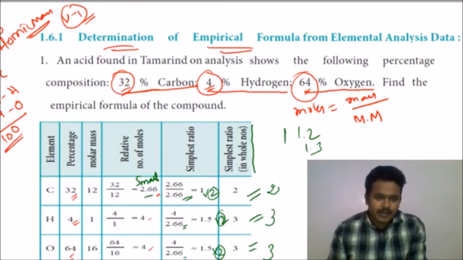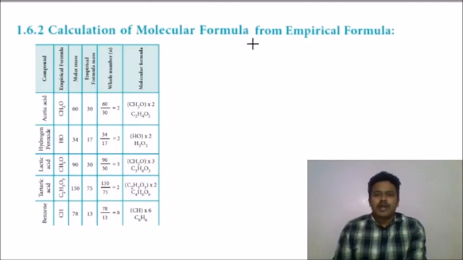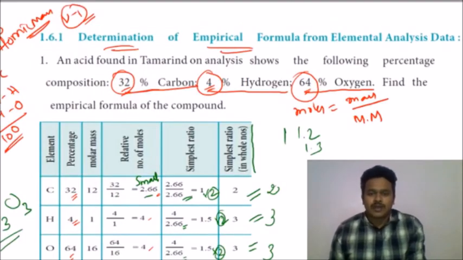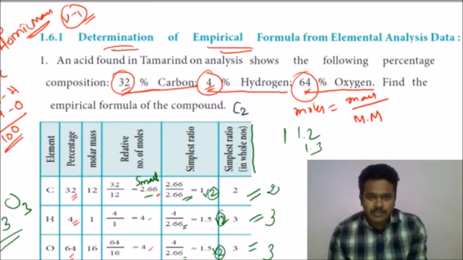Carbon, hydrogen, oxygen. For carbon the number is 2, for hydrogen the number is 3, for oxygen the number is 3. This is the empirical formula, C2H3O3. Finally, what do you have to write? The empirical formula of the compound will be. What is the empirical formula? The answer will be here.